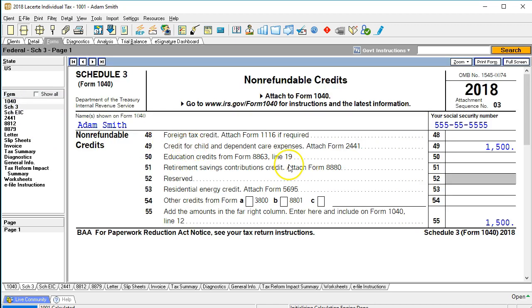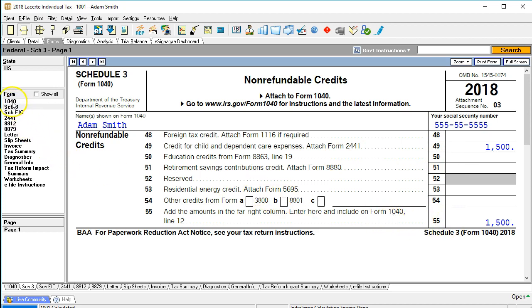Schedule 3 is one of those schedules that is an attachment to the 1040 now, and it includes, of course, non-refundable credits. In this case, that is the name of the Schedule 3 form. We're here on line 49, credit for child and dependent care expenses, and that's going to be from the attached 2441. And then that amount summed up down here on line 55 would then go to the Form 1040, line 12.